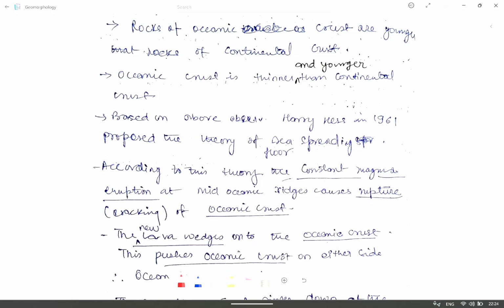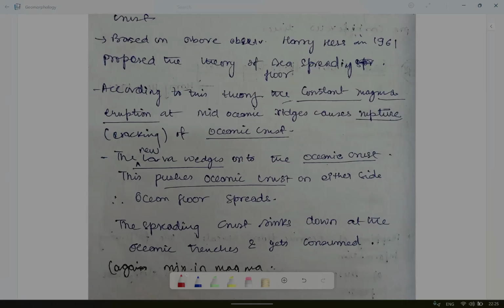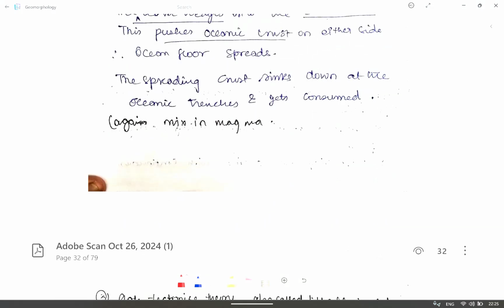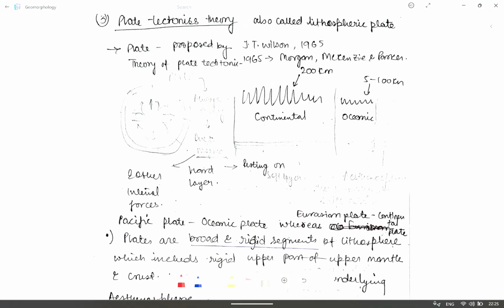Based on these observations, Harry Hess proposed the theory of sea floor spreading. This theory says that there is constant magma eruption from the mid-oceanic ridges, which causes cracking of the oceanic crust. The new lava wedges into the oceanic crust. This pushes the oceanic crust on either side, and the ocean floor spreads. The spreading crust sinks down into the mantle at oceanic trenches, and it gets consumed and mixes with magma. So this was the sea floor spreading theory.